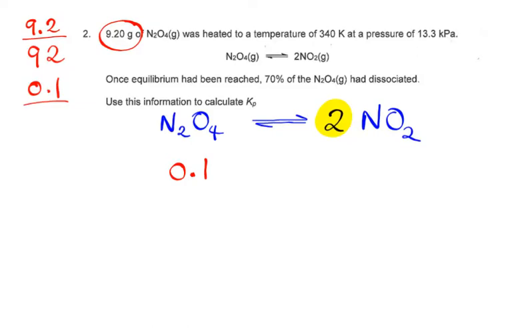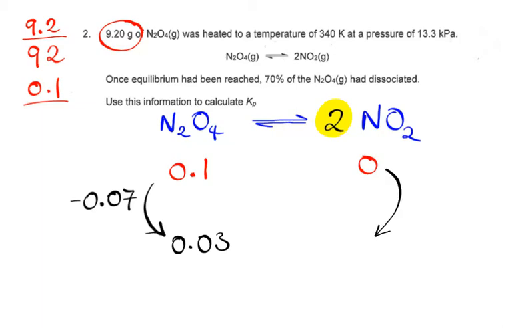So we've got 0.1 moles of the N2O4 initially and no moles of the NO2, and our information is that 70% has dissociated, which means it will be down by 0.07, which will leave us with 0.03.